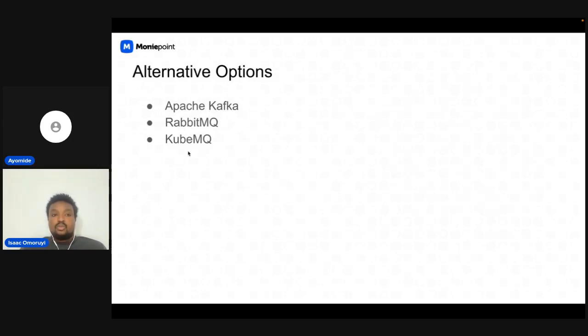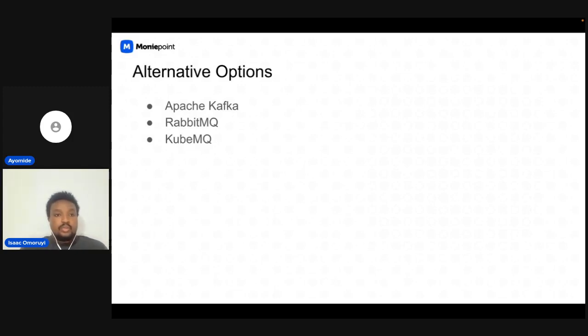The second one was KubeMQ. KubeMQ seemed to be a good option, but the only issue we had with it was that it wasn't a mature product back then, when we were initially doing this, and we did not have any production experience with KubeMQ, but we did with Apache Kafka. So we decided to go with Apache Kafka.